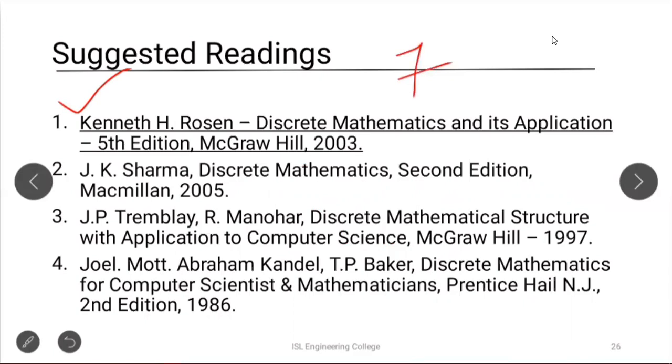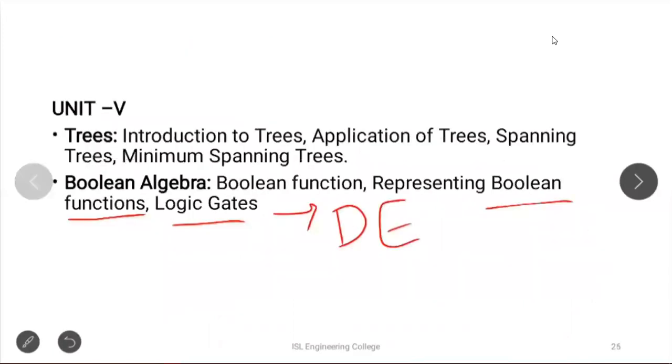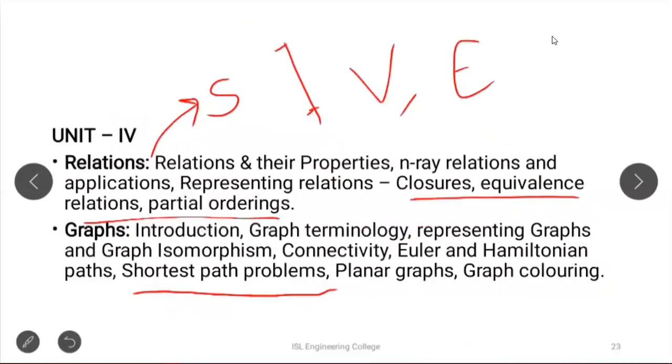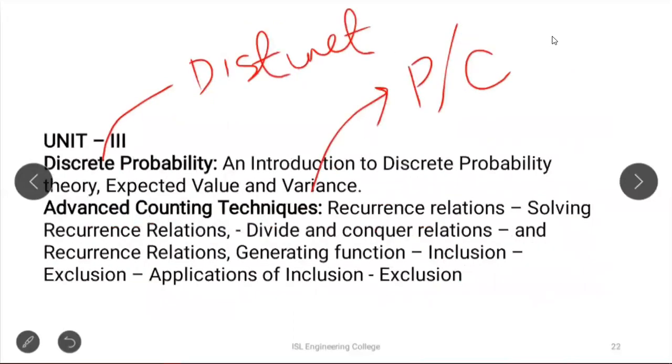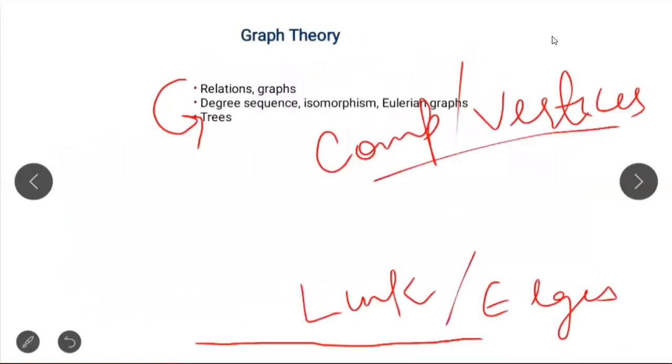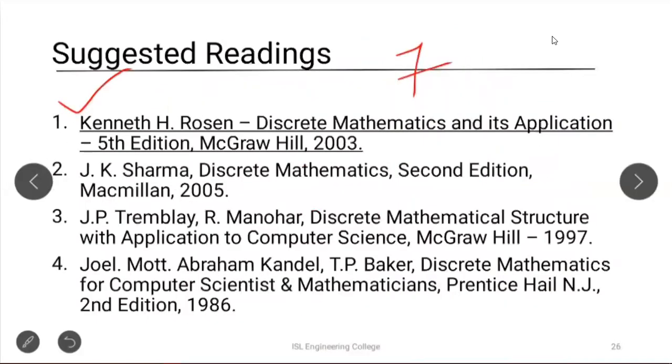One more thing: the 5th edition does not have discrete probability. So I'd advise you to go for the 7th edition. The 7th edition has all the topics, and the 5th edition lacks one topic. And if you want to study further, if you want to develop an interest in the subject apart from your syllabus, you can refer to the other 3 textbooks that have been given.